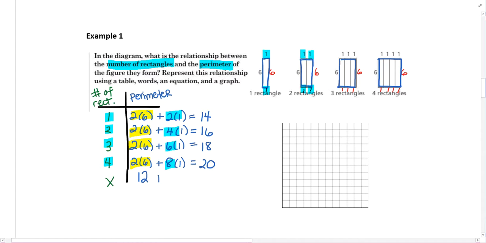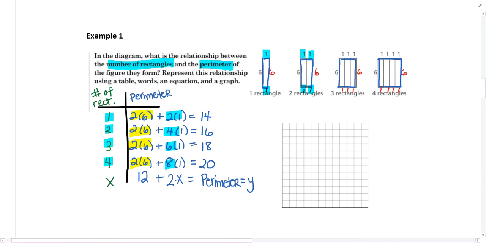So we could say that there's 2x. So 2 times x will give you how many 1s there's going to be, which is going to equal your perimeter, which is going to be the output, which we can use y for. Okay?